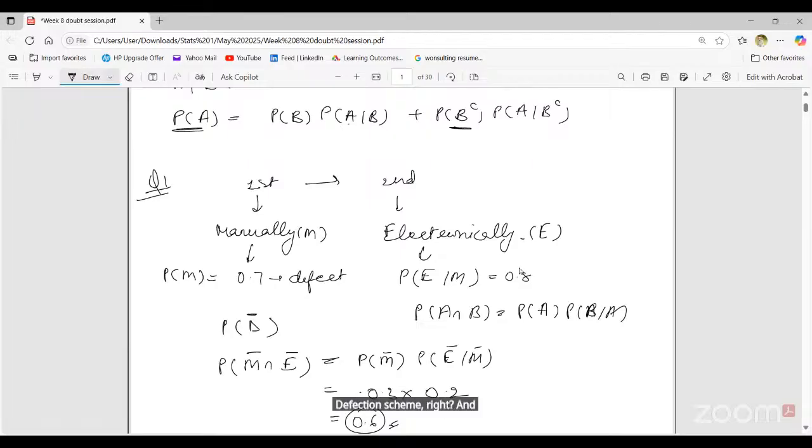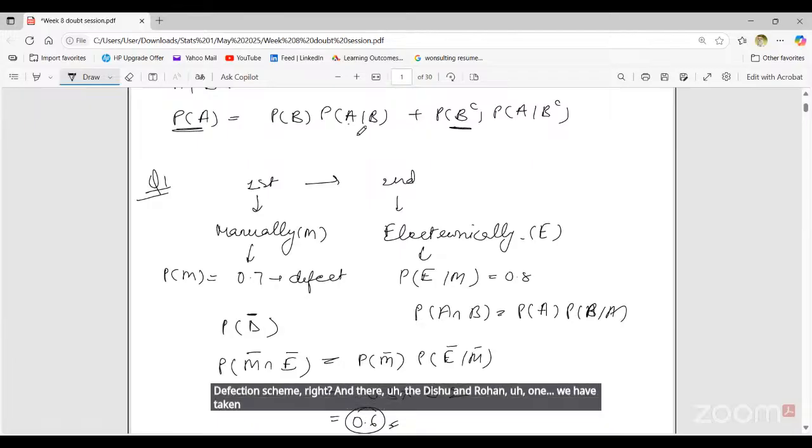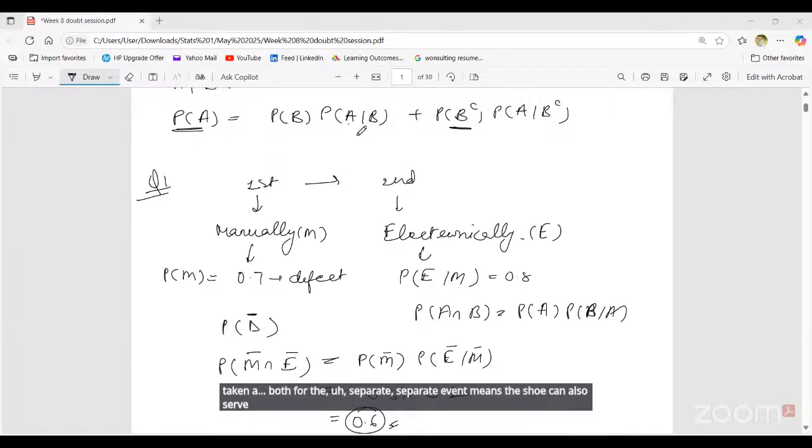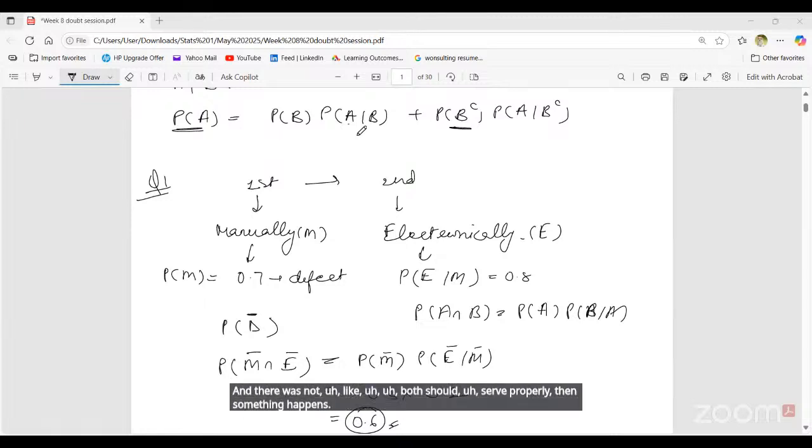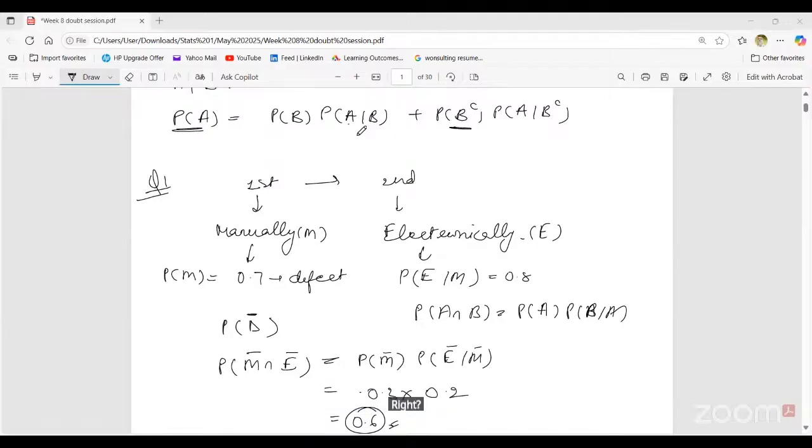And there, for Deshu and Rohan, we have taken both as separate events, meaning Deshu can serve individually, or Rohan can serve individually. It was not like both should serve properly and then something happens, right? Yes. Okay, ma'am, thank you.